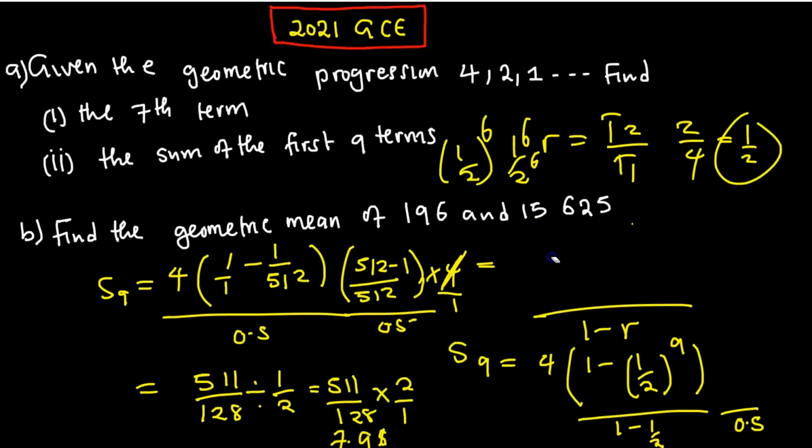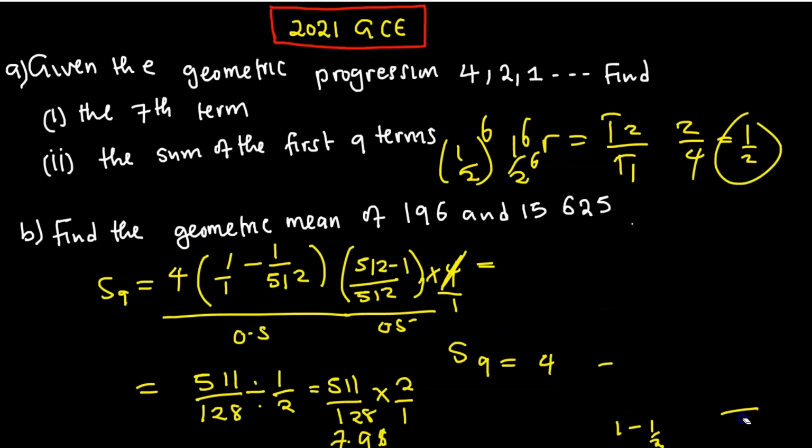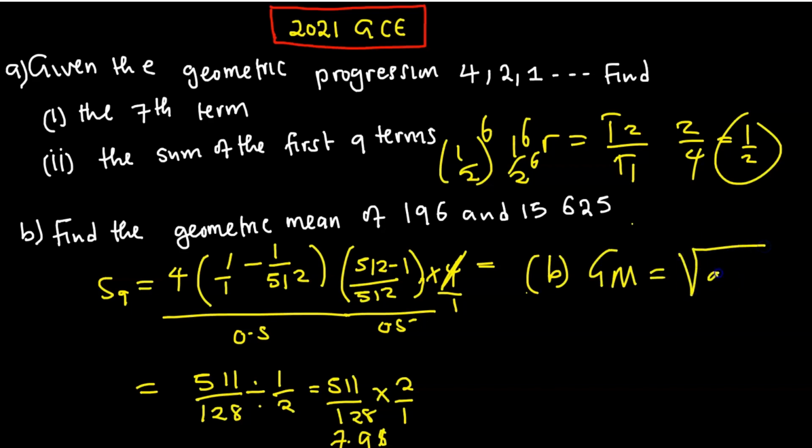Then now the last question here is to find the geometric mean. How do you find the geometric mean? This is question B. The geometric mean is equal to the square root of A times C. So you just multiply these and take the square root. The geometric mean is equal to 196 multiplied by, what is this? If I can see clearly, it's 15,625.